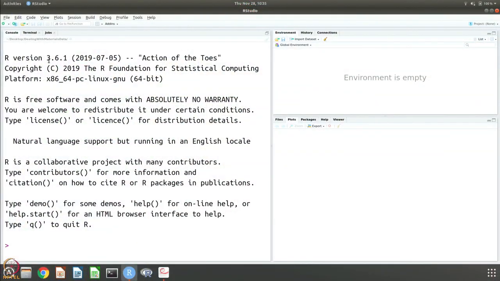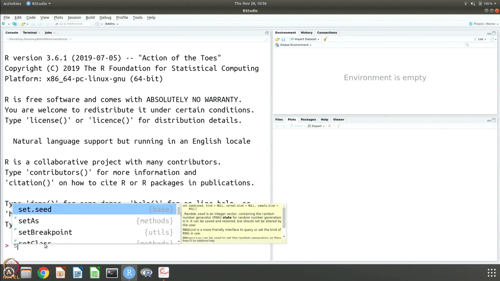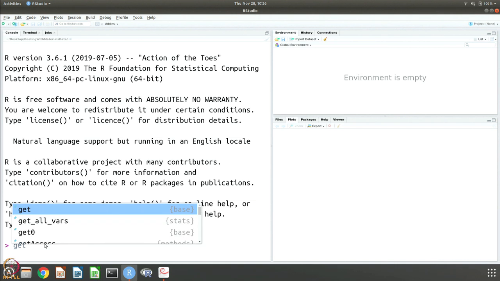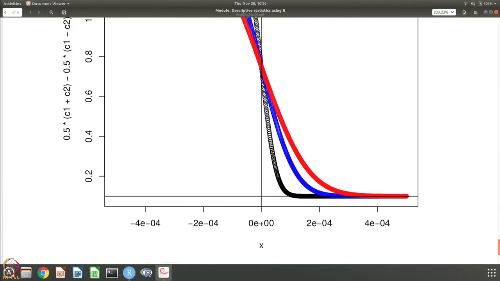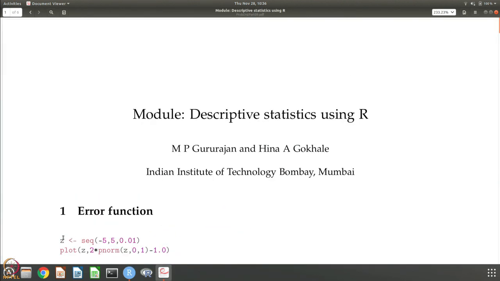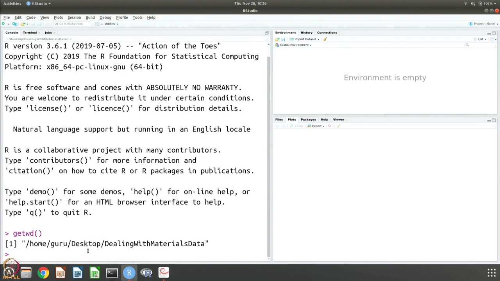So as usual, we will get R. This is version 3.6.1, and we need to look at the working directory. We need to make sure that we are at the right directory, and the first thing to do is to actually plot the error function. Okay. So, let us do this.